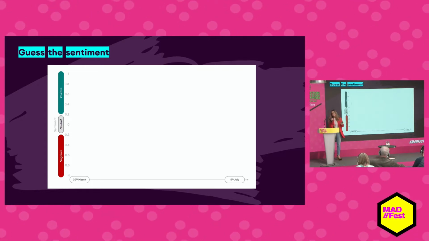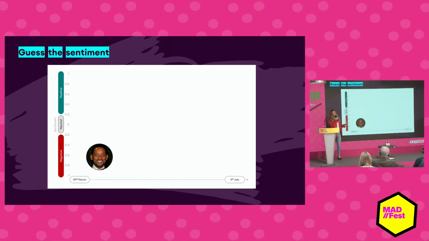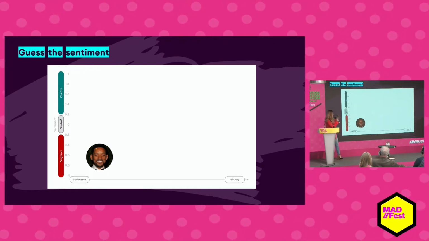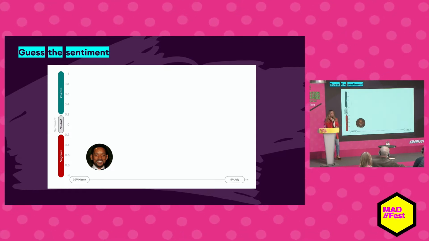So the first example I'm going to give you is Will Smith altercation at the Oscars. So as you can see, at the time of that, the sentiment significantly changed to negative. So the next example I'm going to give you, which took over our lives a lot, was Amber Heard and Johnny Depp. Do you think Amber Heard and Johnny Depp is higher or lower sentiment than Will Smith?